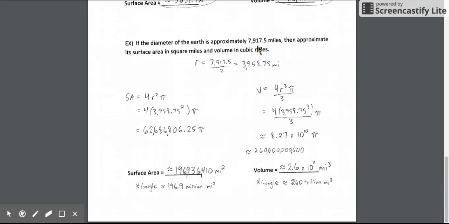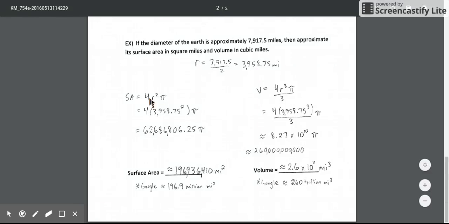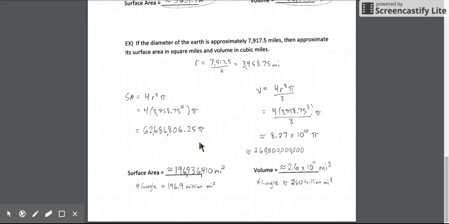So if we know the diameter, we can cut that in half to find the radius. Our surface area and volume formulas need the radius. So let's square that radius and multiply by 4 to get the surface area, and then multiply using our pi button. When we do that, we get a very large number. We get about 196,936,410 square miles. And we could talk about that a little bit easier by just saying 196.9 million square miles. And if you look that up on Google, that's pretty much what they give you.